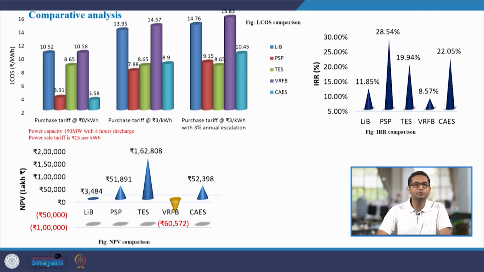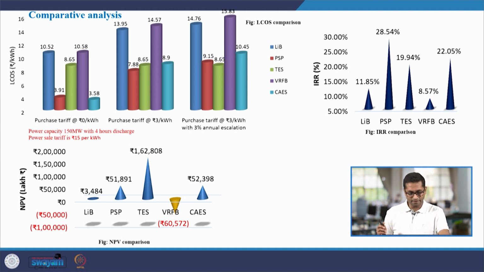The comparison for the levelized cost of storage can be seen on the upper left hand side, where the blue basically reflects the lithium ion batteries, then the red is pumped storage, the green refers to thermal energy storage, the purple refers to the vanadium flow batteries, which is another kind of batteries, and the light blue color basically refers to the compressed air storage.